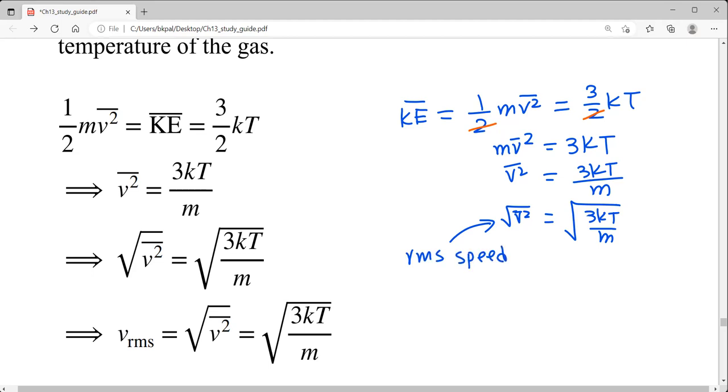Okay, RMS speed means root mean square. So it is the root mean square speed. So the root mean square speed is equal to the square root of 3kT over m.